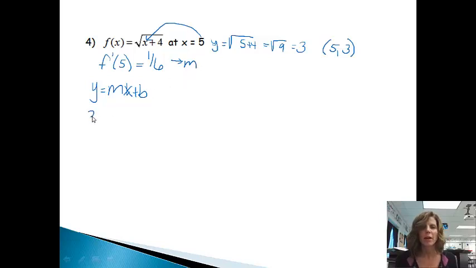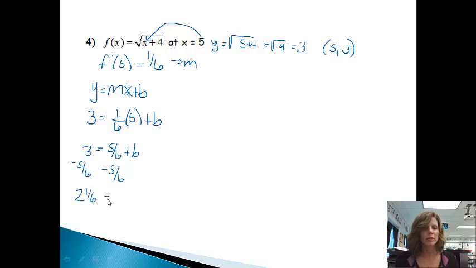So now the y value is 3, the m is 1/6, the x is 5, and then plus b. So now I have 3 equals 5/6 plus b. I'm going to subtract 5/6 from both sides. So 3 minus 5/6 would be 2 and 1/6, which equals b. So the equation of my tangent line will be y equals 1/6 x plus 2 and 1/6.